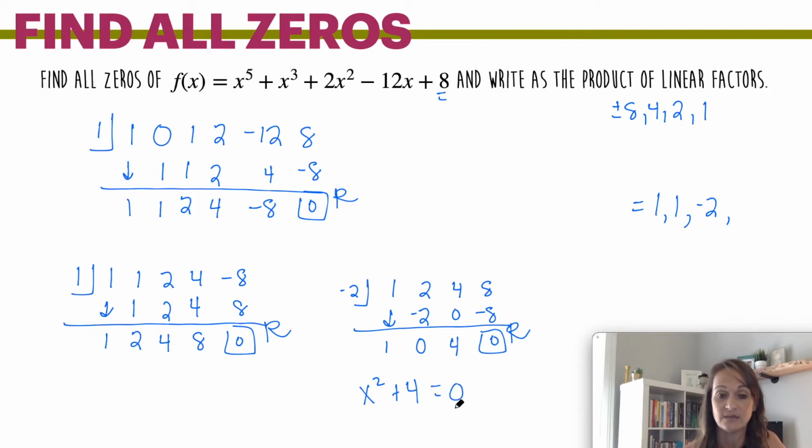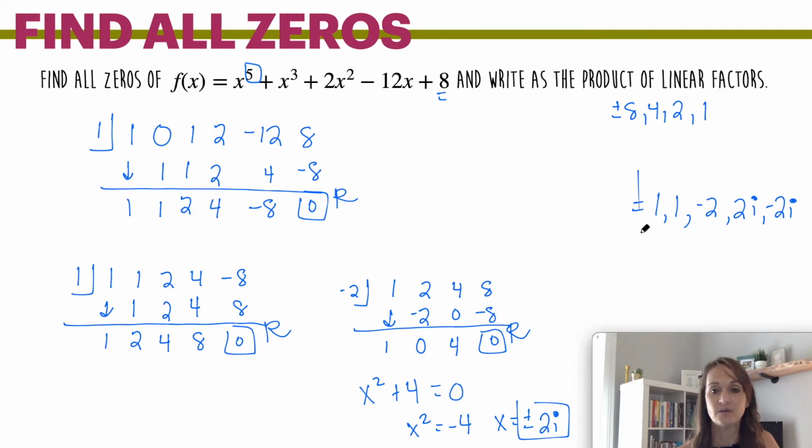I can now set this equal to 0, which means I can subtract 4 and then take the square root, so I'll get plus or minus 2i, because the square root of 4 is 2, and the square root of a negative gives me i. So I now know that 2i and -2i also work. Now let's count them up. I have 1, 2, 3, 4, 5 zeros. This was an x to the 5th, which means we found all of our zeros.